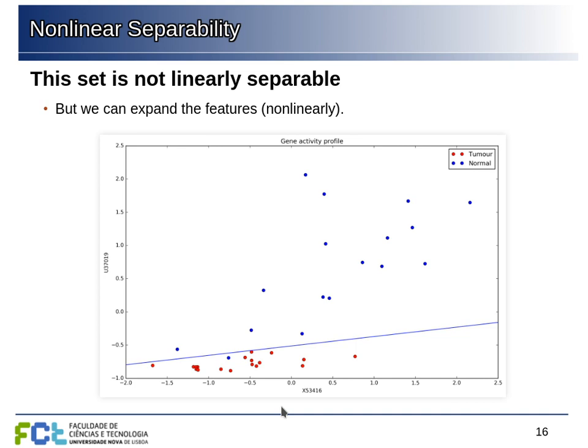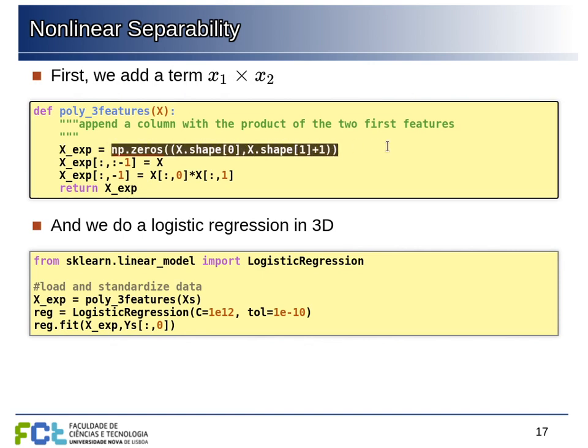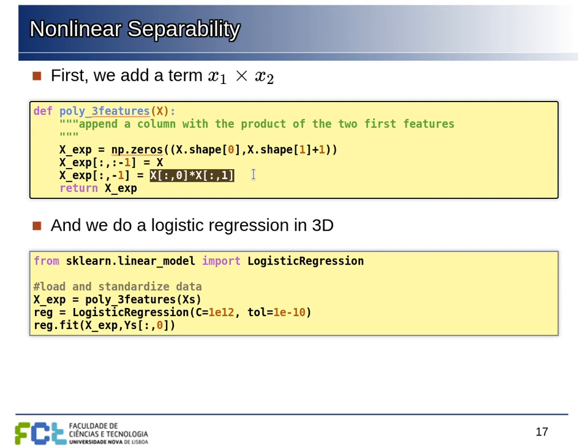This is a non-linear transformation. We are not multiplying by a constant, but multiplying the two features. And this can easily be done by creating a new matrix, which has the same number of rows and one more column than the matrix that we had originally. And now we copy the original matrix to all the columns except the last one. And for the last column, we put the product of the first two.